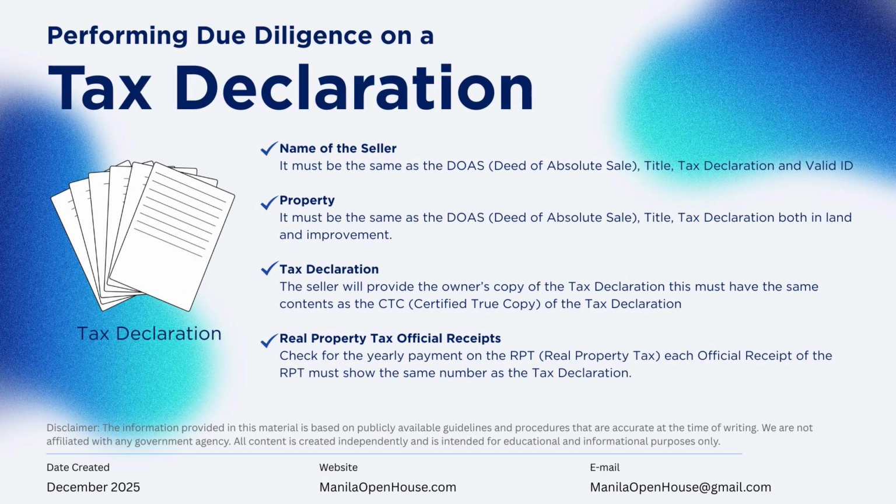Performing due diligence on a tax declaration. Due diligence ensures that the property being bought is legitimate and free from issues. When reviewing a tax declaration, verify that the seller's name matches the deed of sale, the title, and their valid ID. Next, confirm that the property description matches the title and the actual land or improvement. Always check that the seller provides both the owner's copy and a certified true copy to confirm authenticity. Finally, review the real property tax receipts and ensure that the tax number matches the tax declaration and that no unpaid taxes exist.